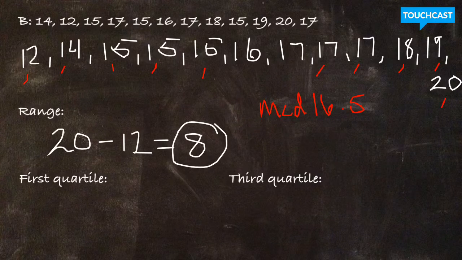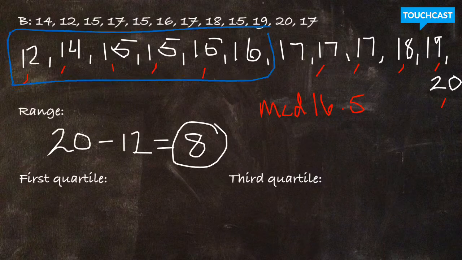So all the numbers that are smaller than that are 16 down to 12, and all the numbers bigger than that are 17 all the way up to our 20.